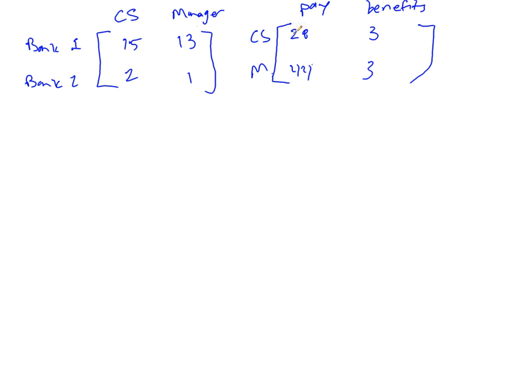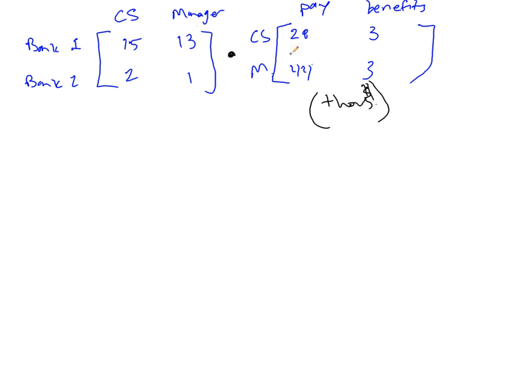We'll say that the customer service pay is $28,000, so we'll say this is in thousands, per year, and the managers make $44,000 per year. Benefits, we'll just say that they get the same amount and they equate to about $3,000. Okay. So, let's say we want to multiply these.